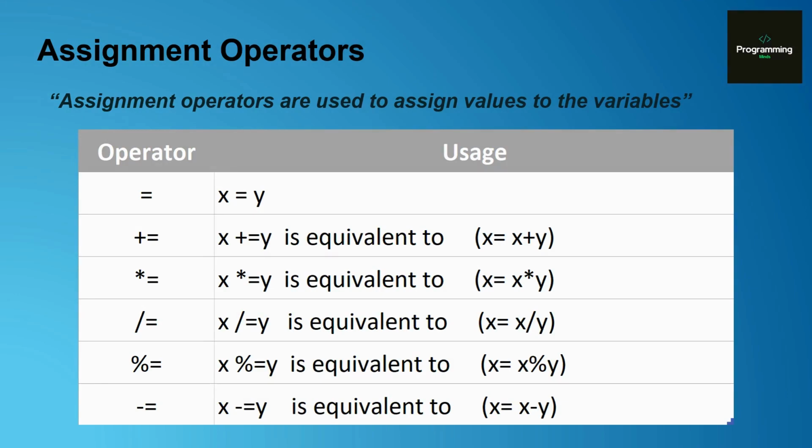The next operator type is the assignment operator. Assignment operators are used to assign values to variables. So now on the screen you can see there are multiple operators which are nothing but assignment operators, and they have the equal to sign. So x plus equal to y is equivalent to x equals x plus y, which means to x it will add the value of y. So these are nothing but short forms for the expressions shown on the right side.